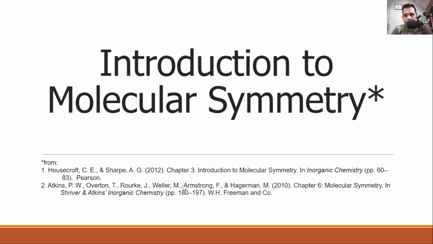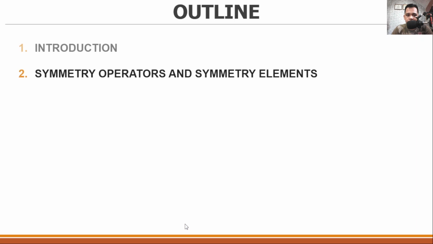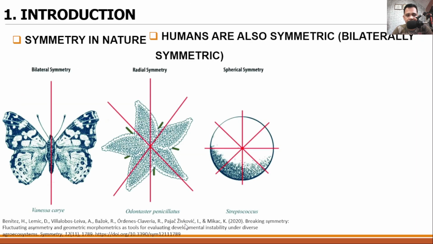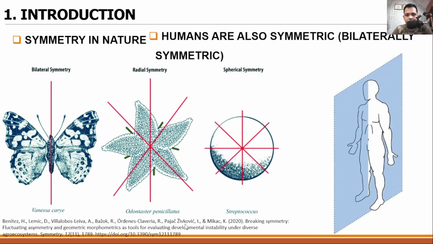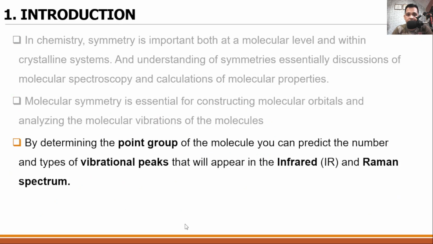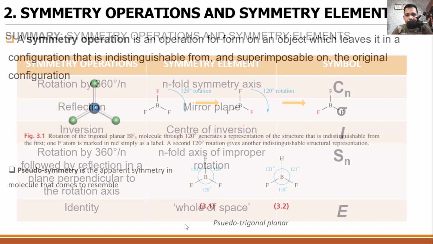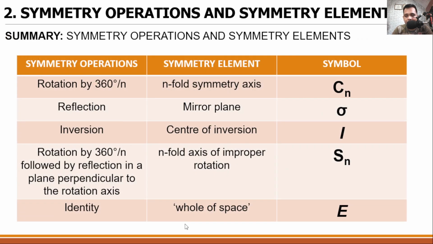Okay, but first and foremost, let's make a recap of what we have discussed. So, we discussed the outline, the symmetry in nature, the existence of symmetry in nature, the importance of molecular symmetry in chemistry, the symmetry operations, of course, and each of the symmetry operations that can occur for us to determine the molecular symmetry or point group of a molecule.